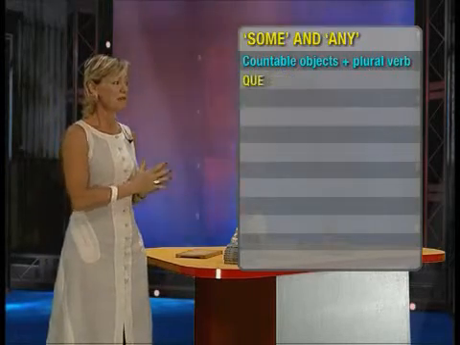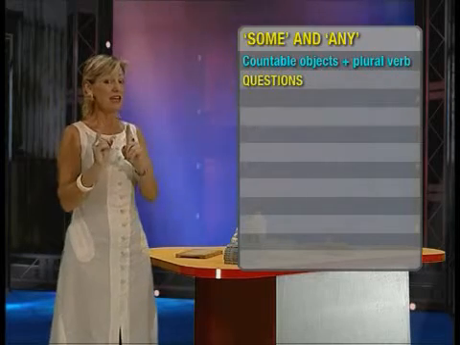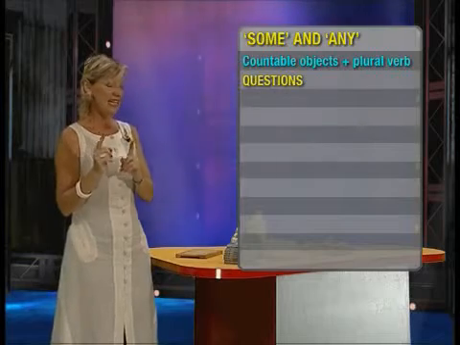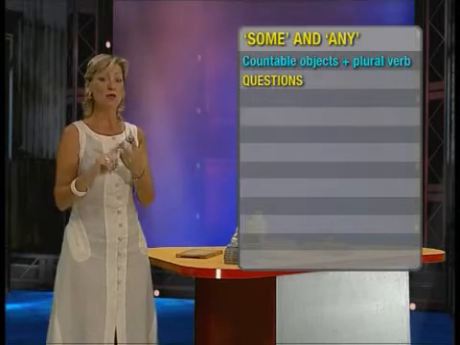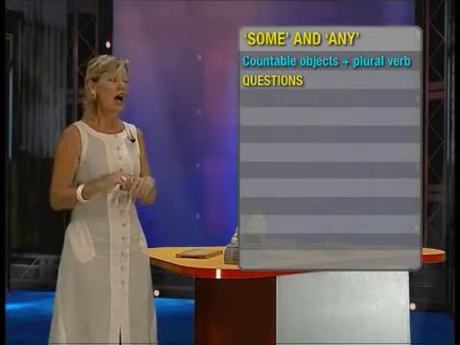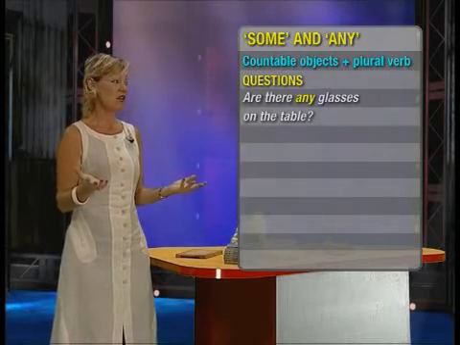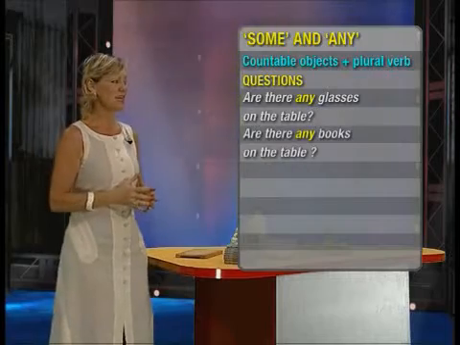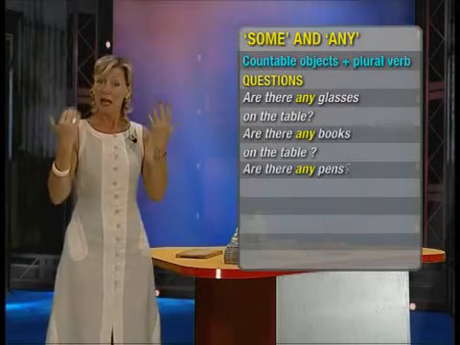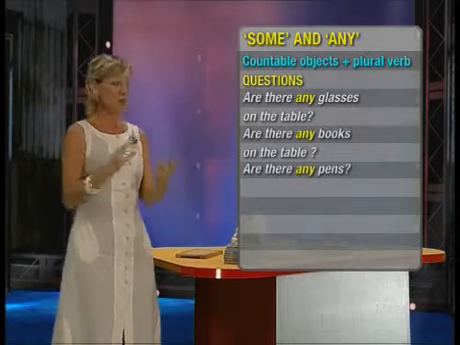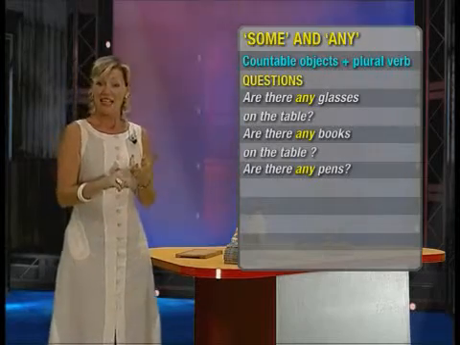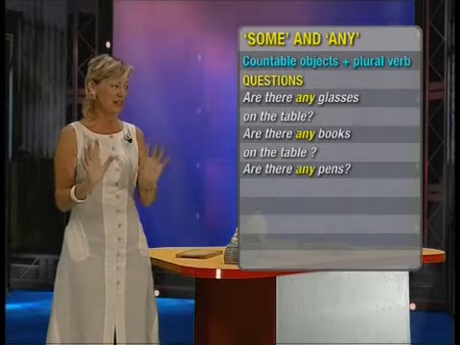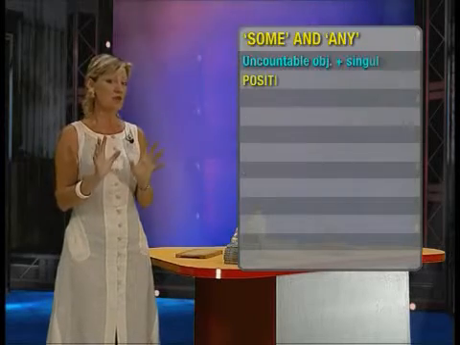All right? Now, questions. Here again, we use the word any. We use any in the negative and any in the questions. So, are there any glasses on the table? Are there any books on the table? Are there any pens? All right, so some in the positive, any in the negative, and the question form. Good. Now, let's move on to uncountable objects.